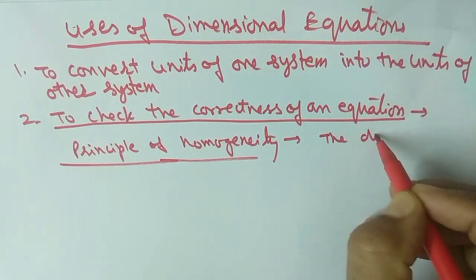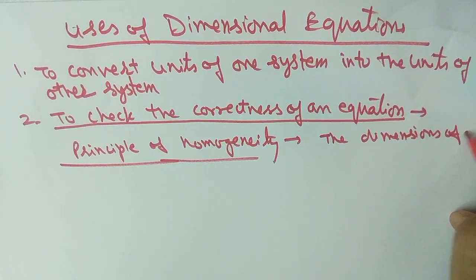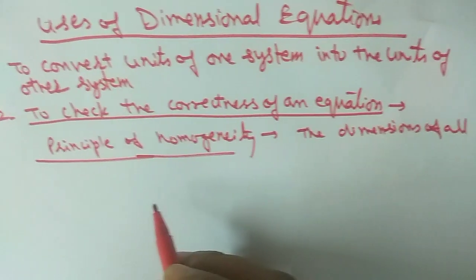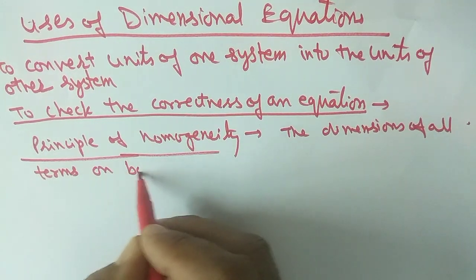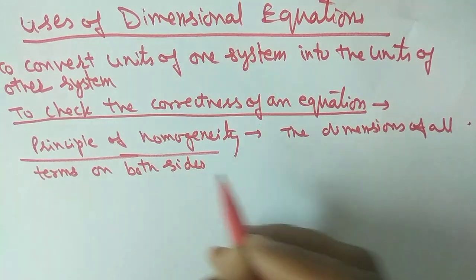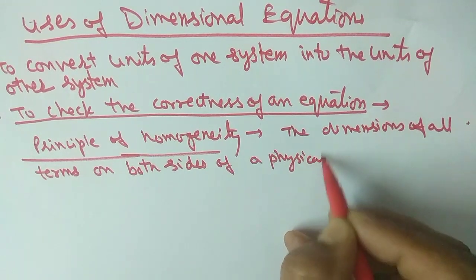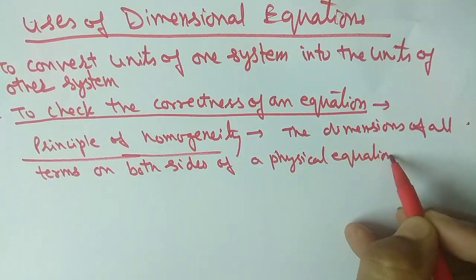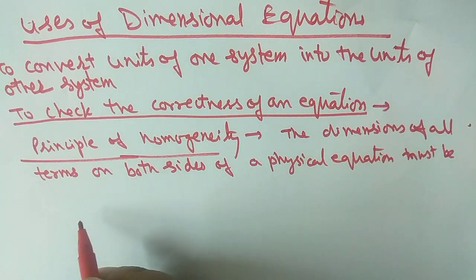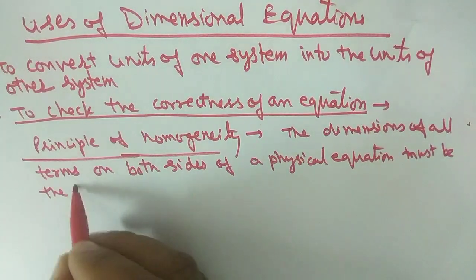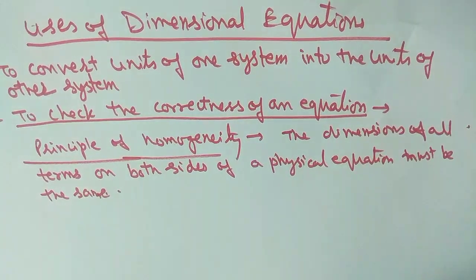According to this, the dimensions of all the terms on both sides of a physical equation must be the same. I will give the example also. See how. Suppose I'm taking the example.